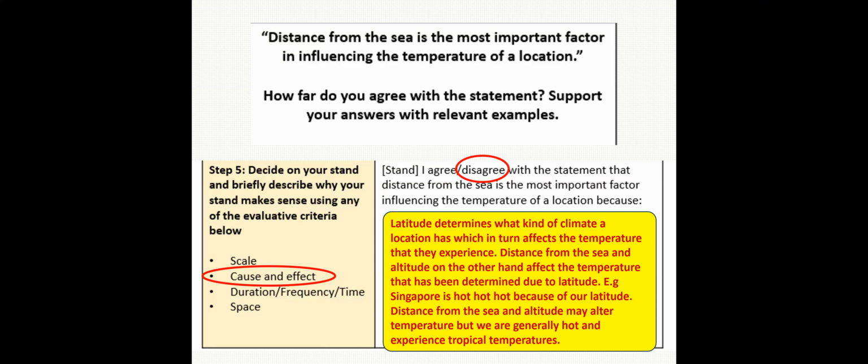Technically speaking, altitude will only have a slight effect, because let's say you have a 1,000 meter mountain. The temperature will go down by 6.5 degrees Celsius. But if your sea level temperature is 30 degrees Celsius, the top of the mountain will only be 24 degrees Celsius. So in this sense, latitude is the cause that determines the temperature, but altitude and distance from the sea do minor, very small changes to temperature. And therefore, I disagree that distance from the sea is most important, because I feel that latitude is more important.